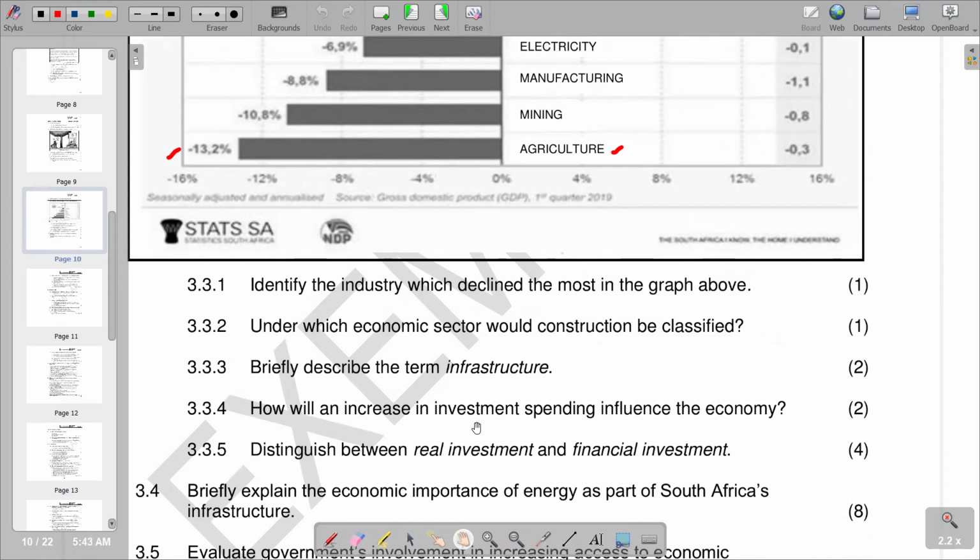Obviously, it's going to positively influence the economy. You're going to see a reduction of unemployment, as we are going to see that investment also entails the opening of businesses. So those businesses are going to accommodate workers, and then unemployment goes down. So that is what we have in terms of the positives that we can deduce in terms of investment. We are also going to see infrastructure development taking place through investment. So those are some of the points that we can raise on 3.3.4.